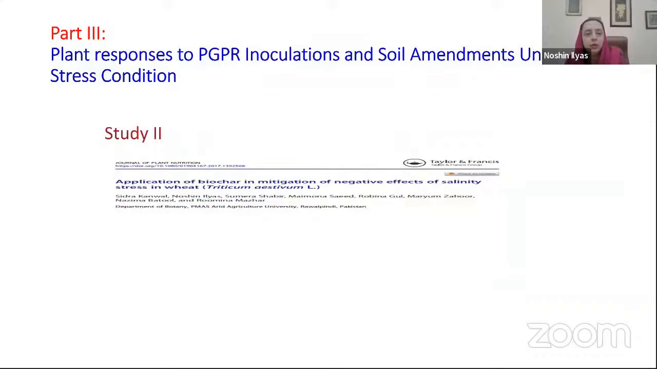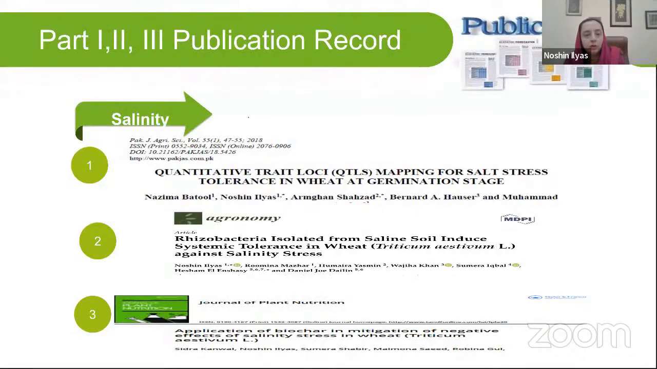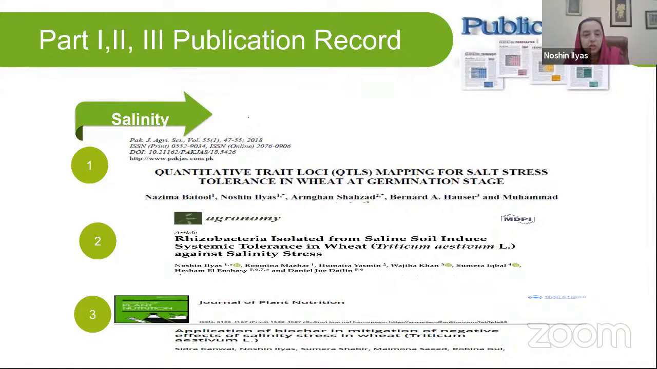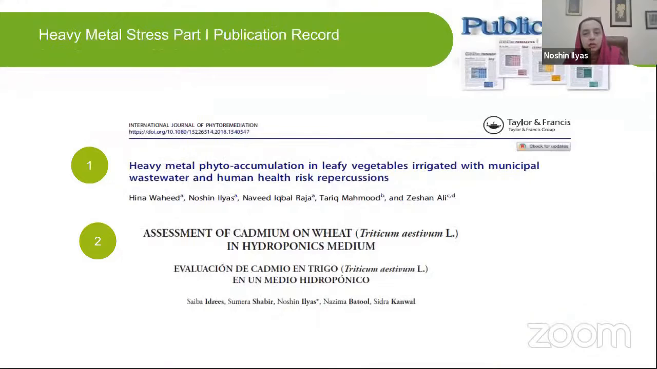So in the 3rd part, we studied the plant responses to PGPR inoculation and soil amendment, particularly under the salt stress condition. And this is the paper where we obtained the results that these amendments and the PGPR are helping in salinity tolerance in wheat. And we have also done some studies for other crops also. So these are the publications from my lab for the work on salinity. The first one where we have done the QTL mappings, and then we have isolated some rhizobacteria strains for salinity tolerance. And in the third, we have applied them, and we studied the salinity tolerance in the wheat plant.